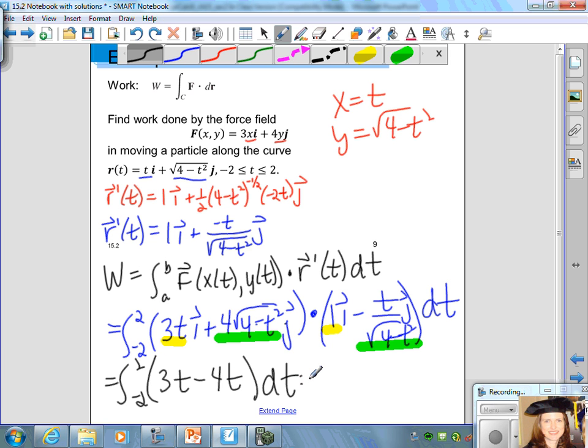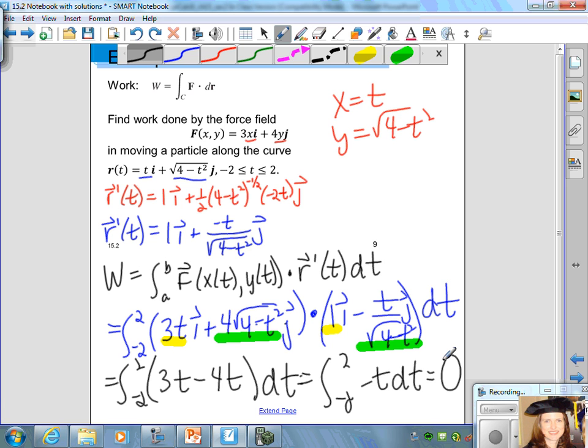So now we end up with this single definite integral from -2 to 2 of negative t dt. When you evaluate this, you will find that this line integral for work ends up with a value of 0.